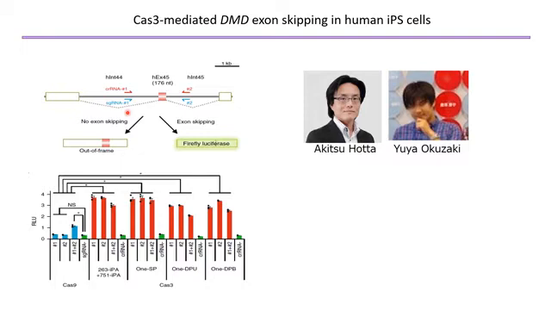We found that even a single CRISPR RNA with Cas3 drastically increased the exon skipping efficiency, as shown here in red bars, compared to the dual guide RNA Cas9 system, as shown here in blue bars, because Cas3 could mediate large deletions of the genomic region including the targeted exons here.